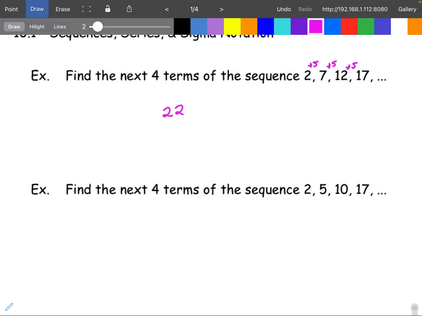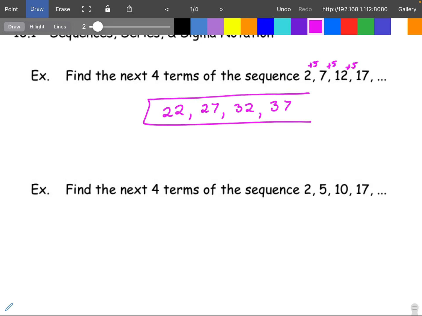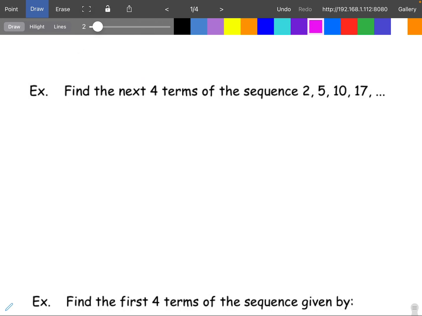So if I do 17 plus 5, that's going to give me 22. Then 22 plus 5 would be 27. Then 27 plus 5 would be 32. And 32 plus 5 would give me 37. So there are the next four terms in the sequence. Nice and easy. Now take a look at the next one.